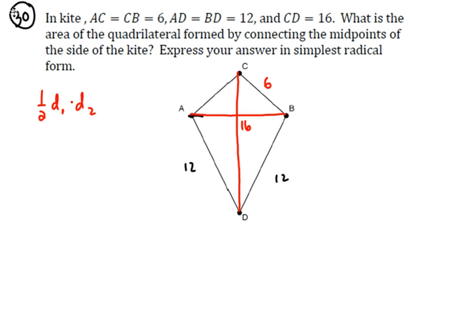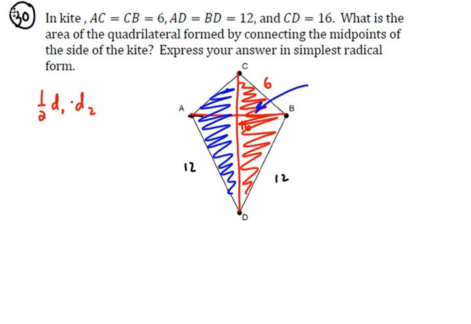The much easier way is to realize that in a kite, this triangle is equal to this triangle. And so this triangle is exactly half the area of the kite, and that's what we're trying to find out. The rectangle is exactly half the area of the kite, so all we need to do is find the area of this triangle, so we can use Heron's formula.